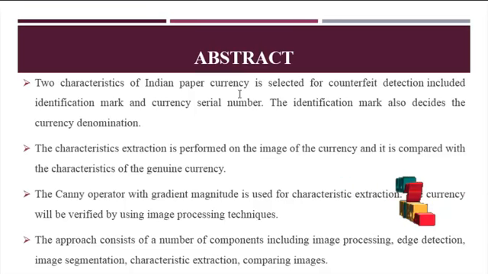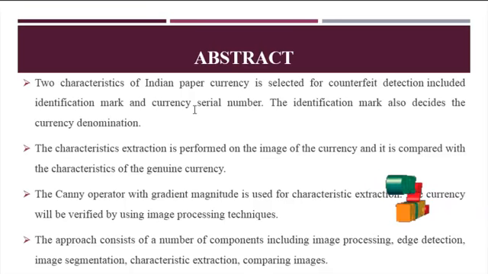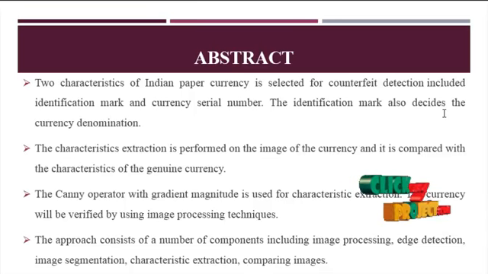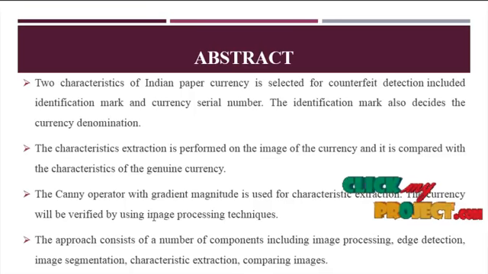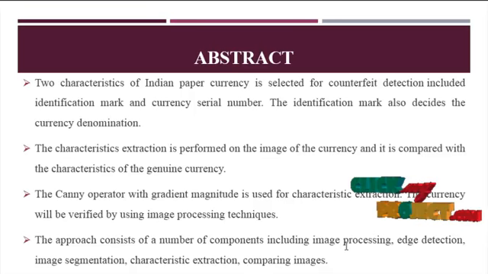Two characteristics of Indian paper currency are selected for counterfeit detection, including an identification mark and the currency series number. The identification mark also decides the currency denomination. The characteristics extraction is performed on the image of the currency and compared with the characteristics of the genuine currency. The Canny operator with gradient magnitude is used for characteristics extraction. The currency will be verified using image processing techniques. The approach consists of a number of components including image processing, edge detection, image segmentation, characteristics extraction and comparing the images.